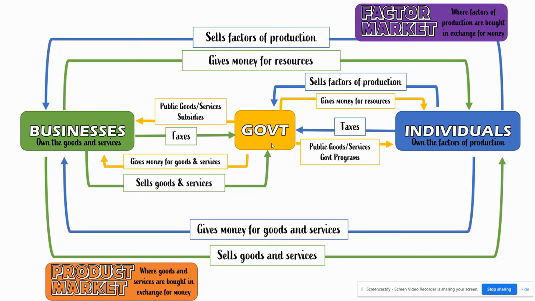Okay, so this is what your economy here in the United States looks like. Again, we're looking at how resources, products, and money flow between our three big groups here.